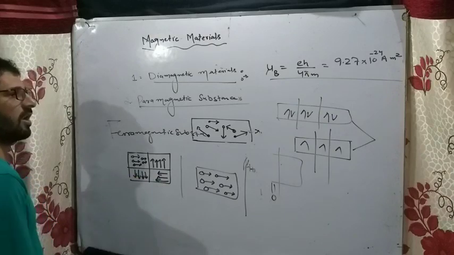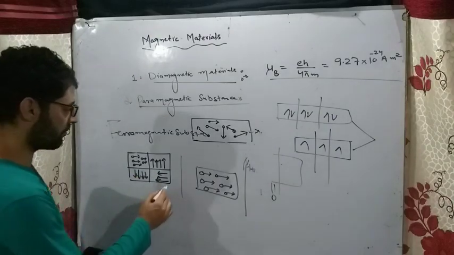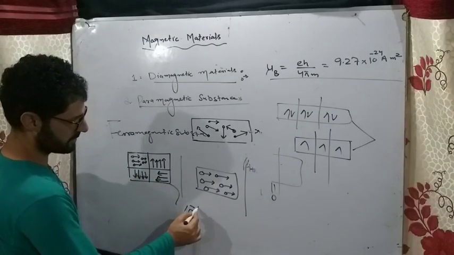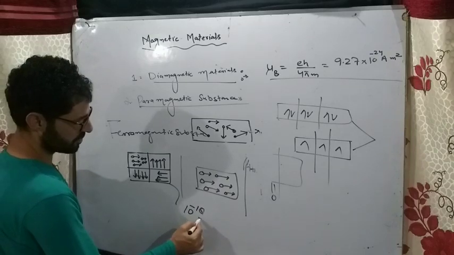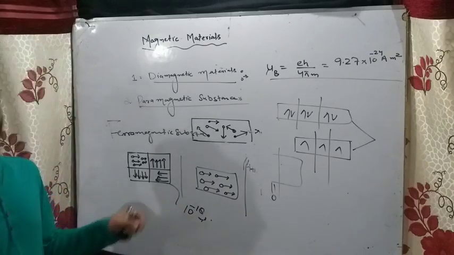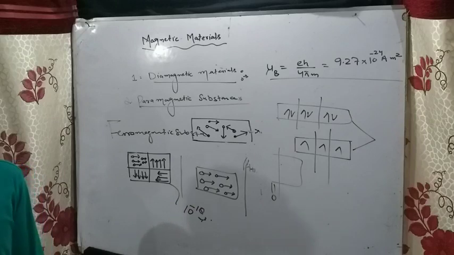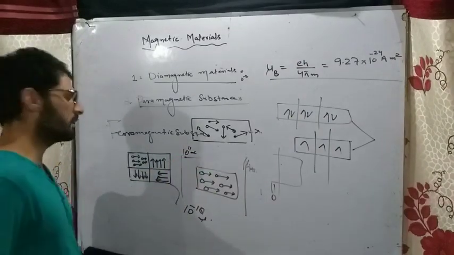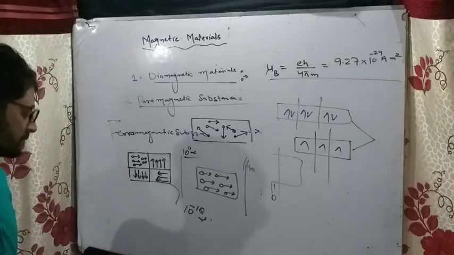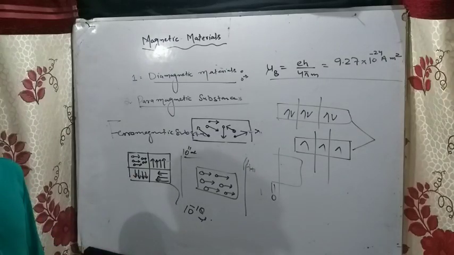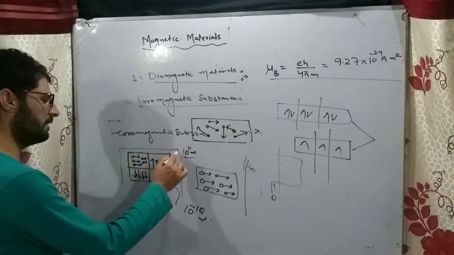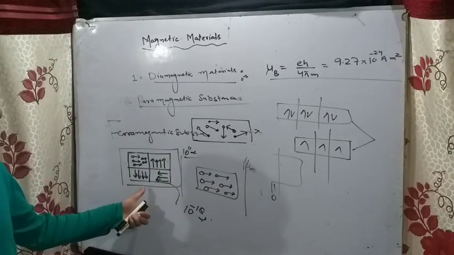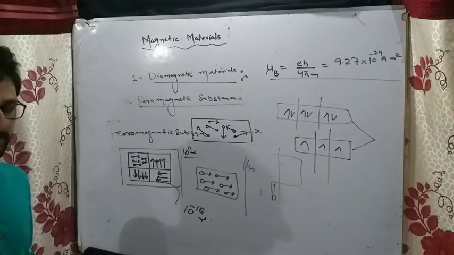And these regions are very small, of volume of 10 raised to power minus 18 मीटर क्यूब. इतना बहुत कम वॉल्यूम होता है. और एक डोमेन में 10 रेज्ड पावर 11 एटम्स होते हैं, इनका मैग्नेटिक मोमेंट होता है. तो इस तरह ये डोमेन्स बनते हैं. लेकिन in absence of magnetic field they make net magnetic moment zero.